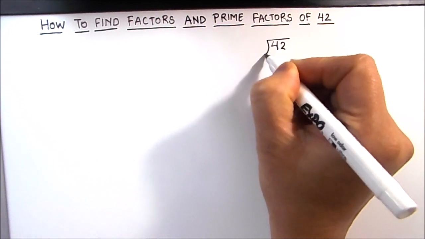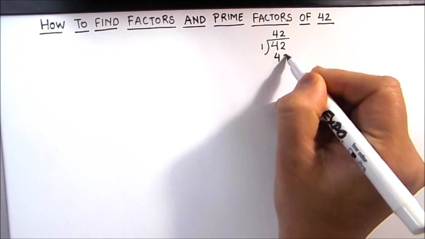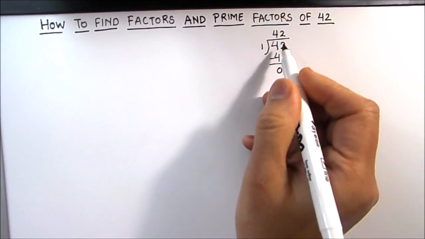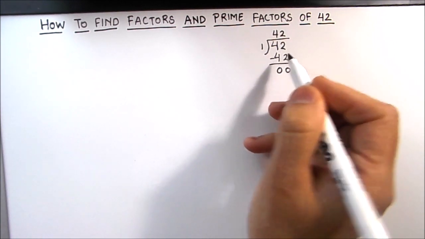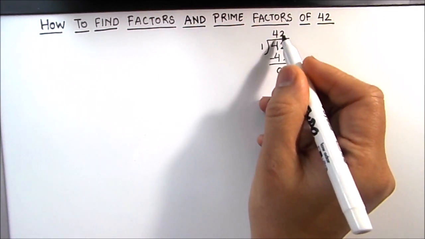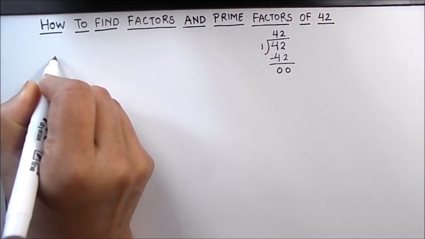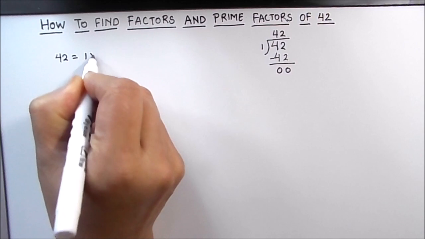So 42 divided by 1. 1 times 42 is 42 and we get 0 remainder. So 1 is a factor of 42. In fact, 1 is a factor of all the numbers. So from this division, we got two factors as 1 and 42. We are going to write the factors in pairs as 42 is equal to 1 times 42.